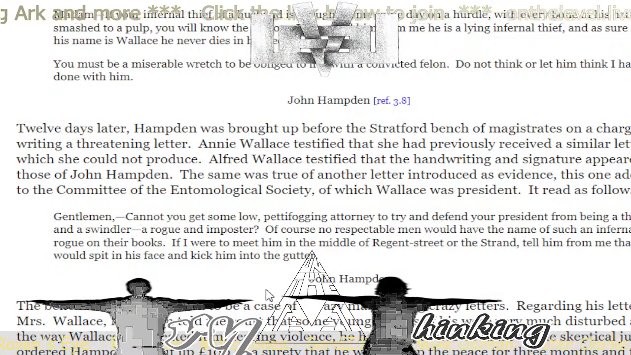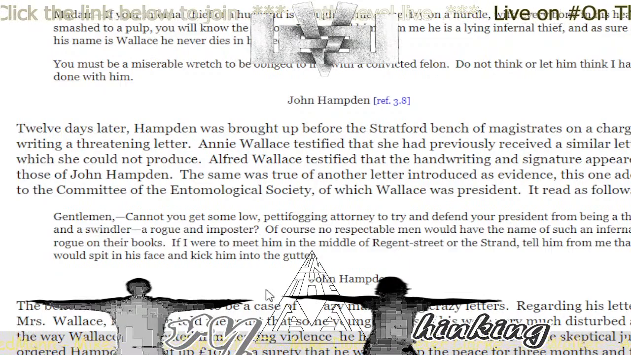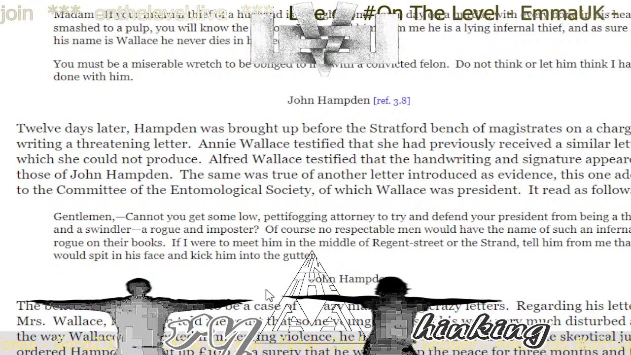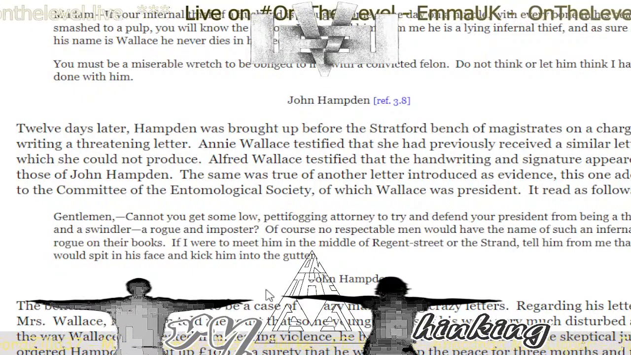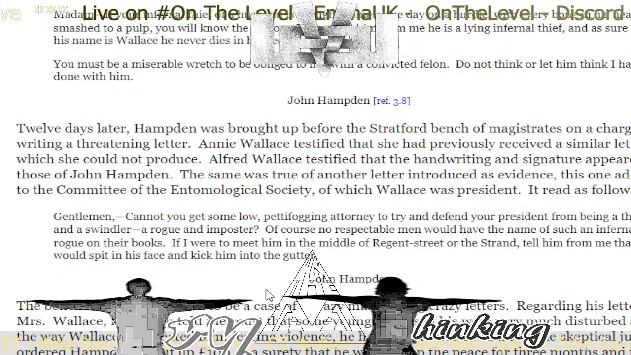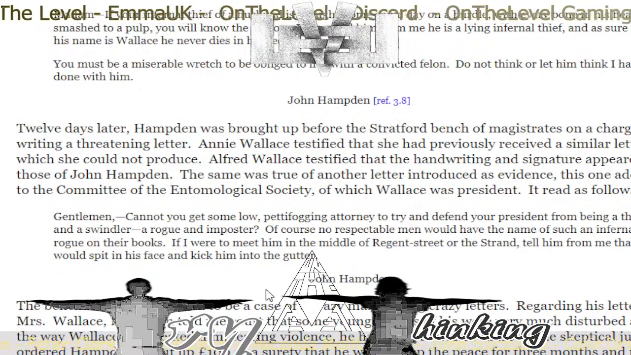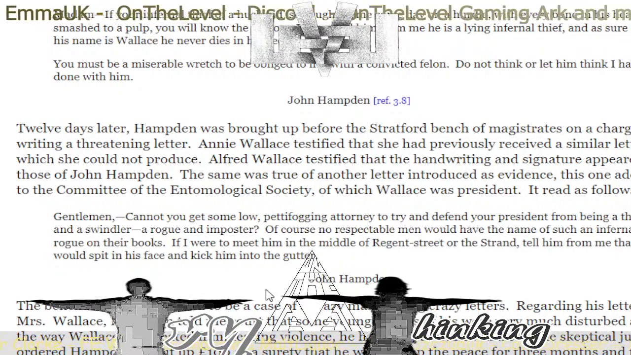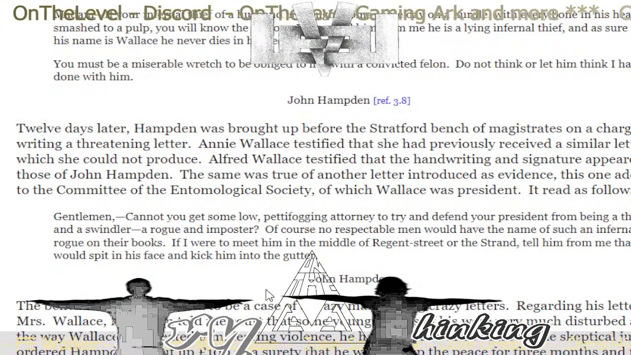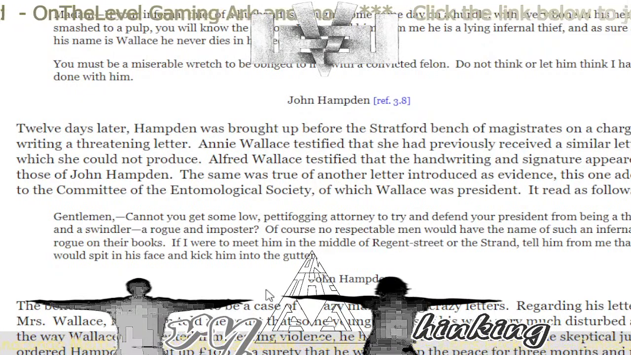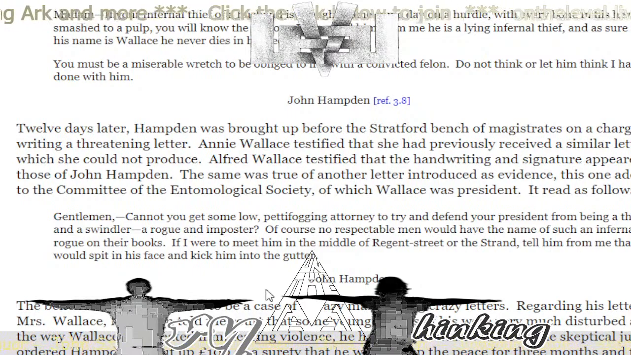The bench said that it seemed to be the case of crazy men writing crazy letters. Regarding his letter to Mr. Wallace, Hampden told the court that some young friends of his were very much disturbed about the way Wallace had treated him. Fearing violence, he had tried to warn Wallace. The sceptical judge ordered Hampden to put up £100 as a surety that he would keep the peace for 3 months and to find 2 other sureties at £50 apiece. Hampden spent a week in jail before 2 additional sureties came forward.